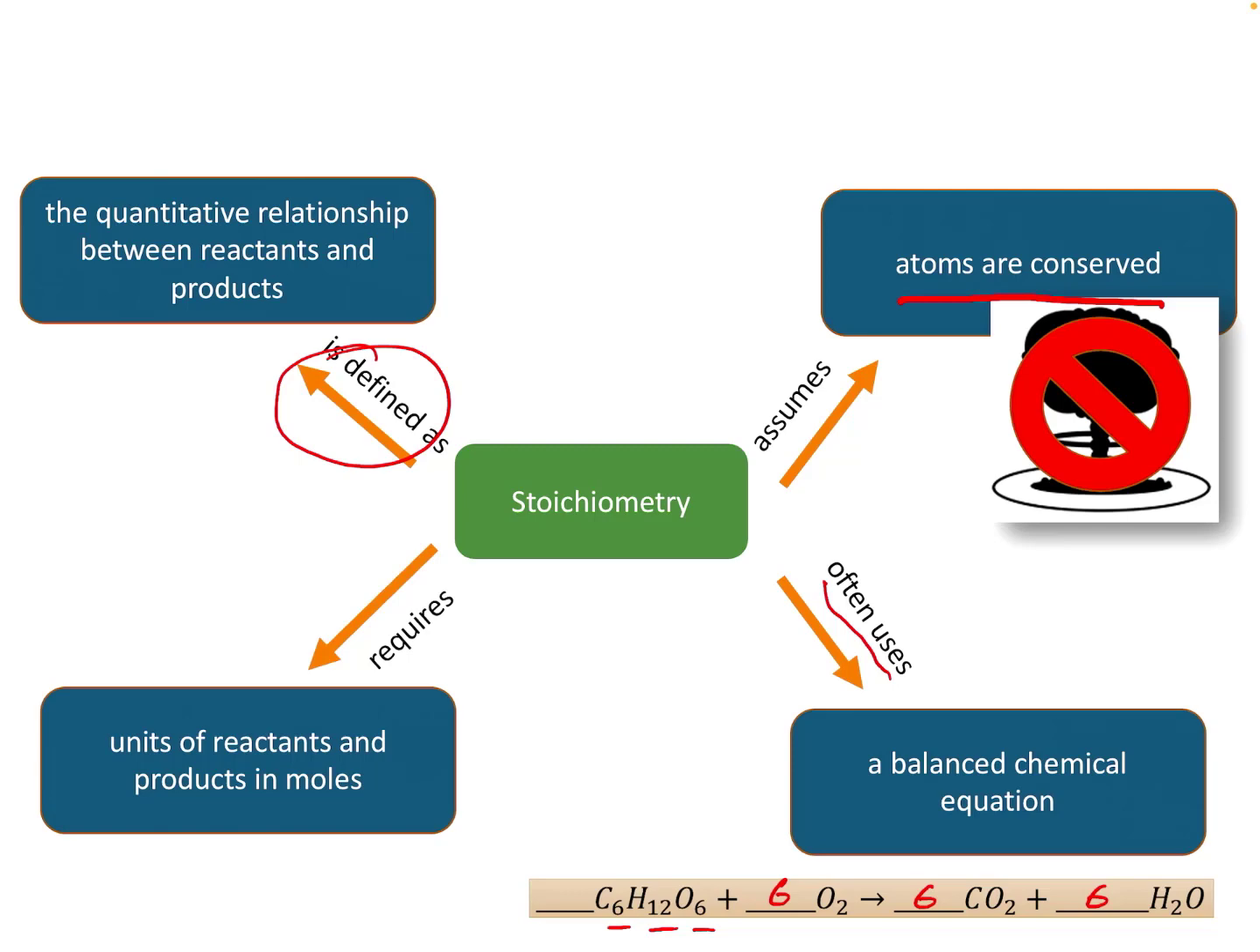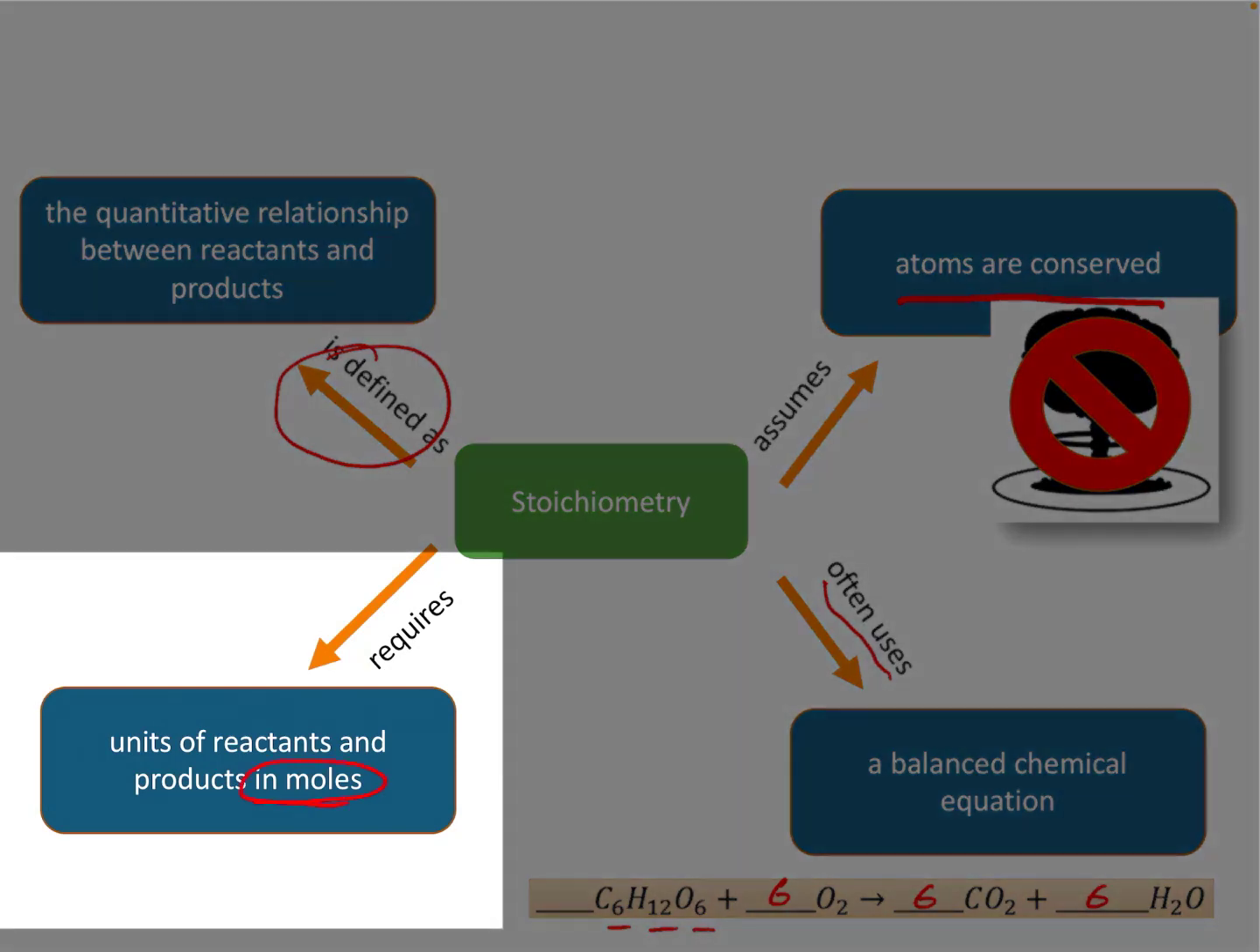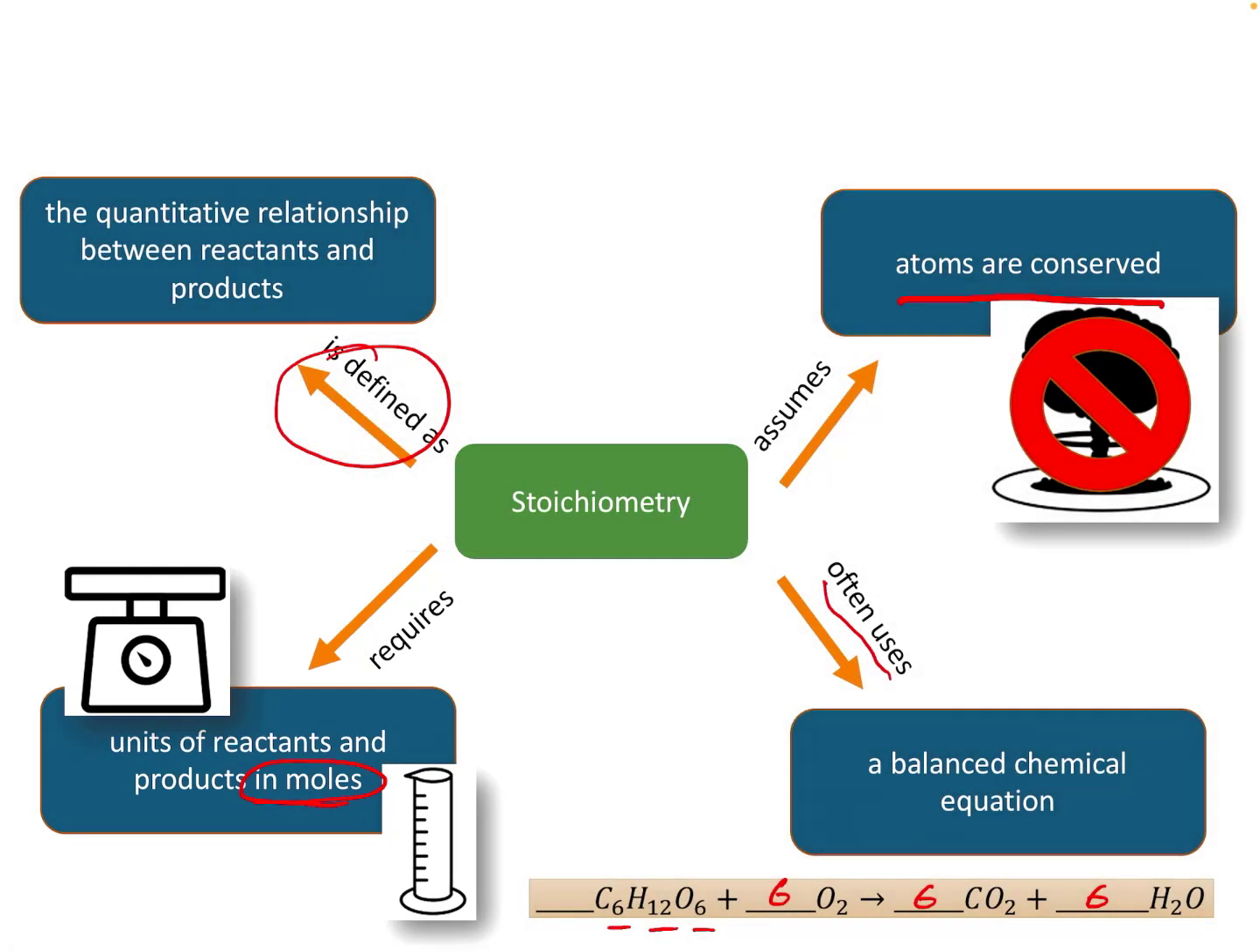Last important concept about stoichiometry is that we need to do all of our calculations in moles. Usually we are in the laboratory where we are measuring either a volume or a mass, and one of the very first calculations that we do in stoichiometry is to convert those experimental measurements into moles.